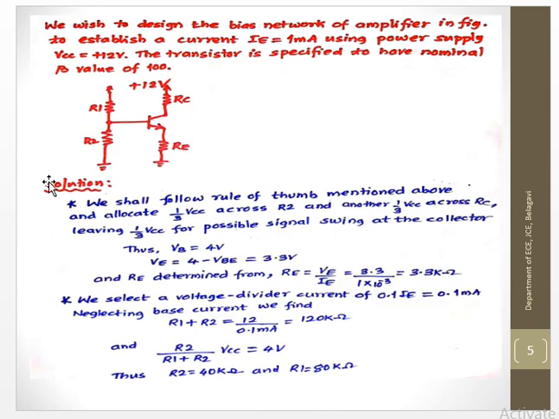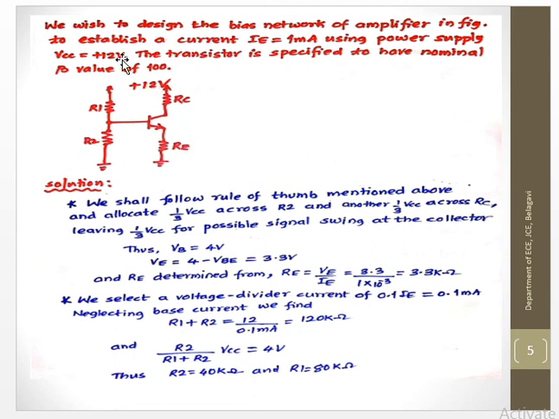Okay, let us observe this example. We wish to design the bias network of the amplifier in the figure to establish a current IE of 1 milliampere using a power supply VCC of 12 volt. The transistor is specified to have a nominal beta value of 100. So in this problem statement, VCC is 12 volt, beta is 100, and IE is 1 milliampere. Now we need to calculate the values of R1, R2, RC and RE for satisfying the given requirements.